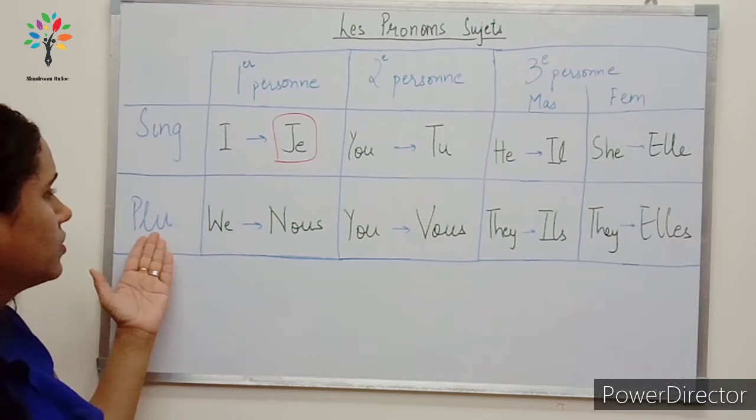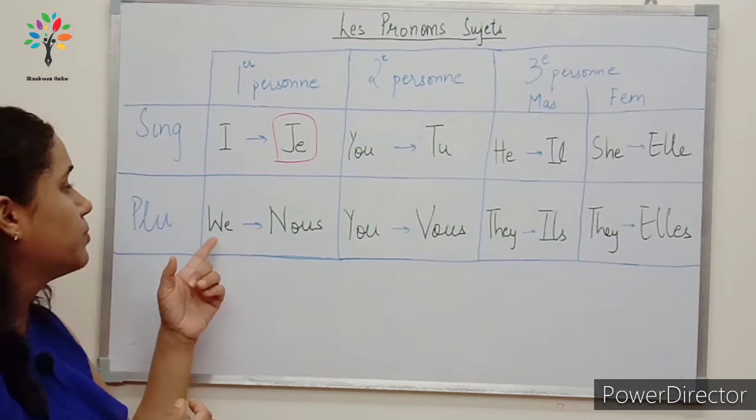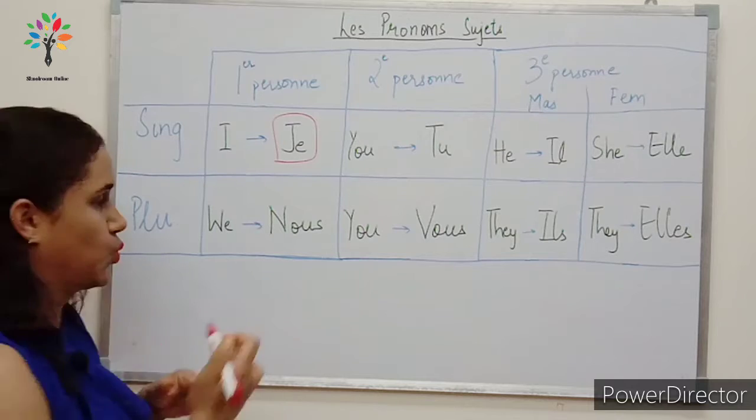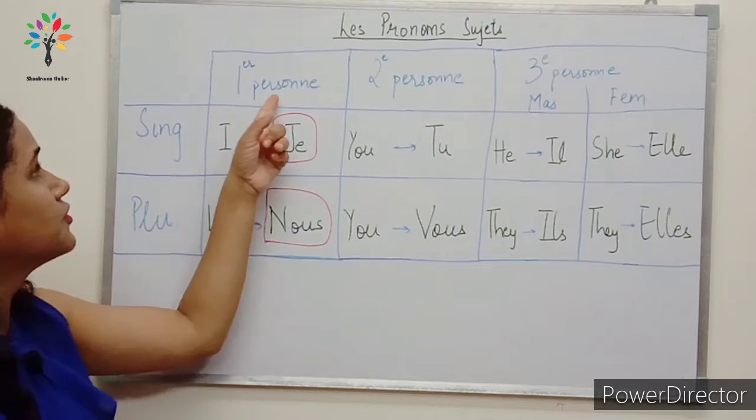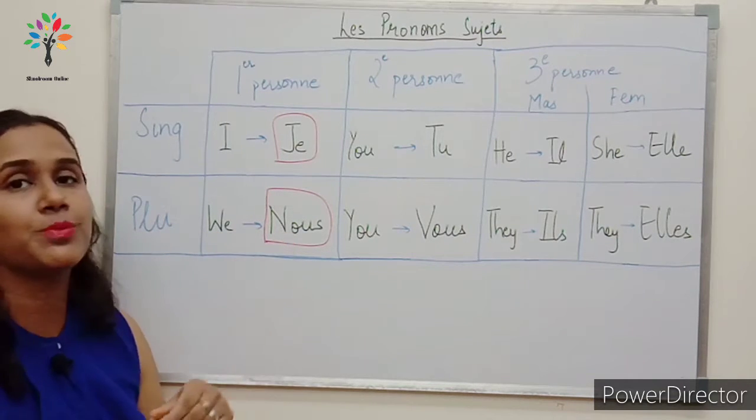And if you look at the plural, we, right? The plural of I becomes we, and in French, we call it nous. Nous is first person plural, and in English it is we. In French it becomes nous.